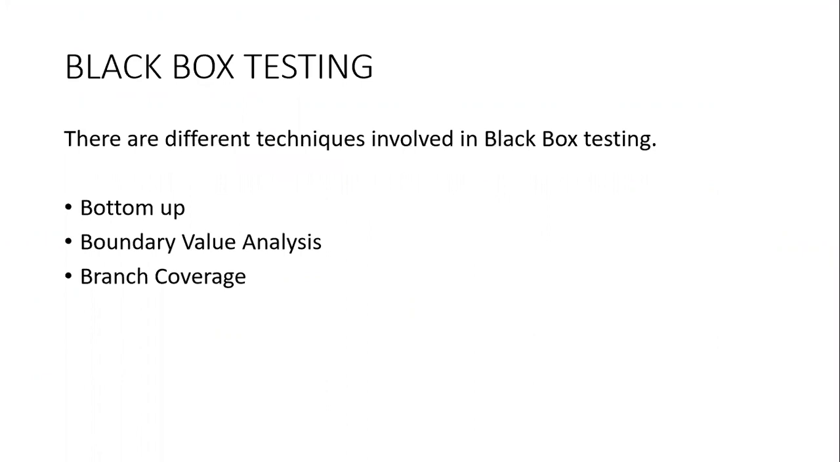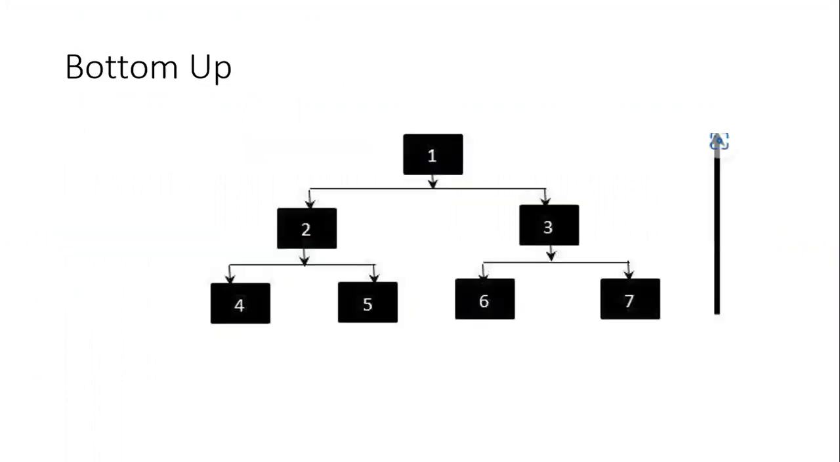Again, for black box testing, we have three types: bottom up testing, boundary value analysis, and branch coverage testing. You can see here, this is bottom up testing. What is bottom up testing? Initially, we test the individual modules. You can see this arrow going upward. So we are checking the individual modules.